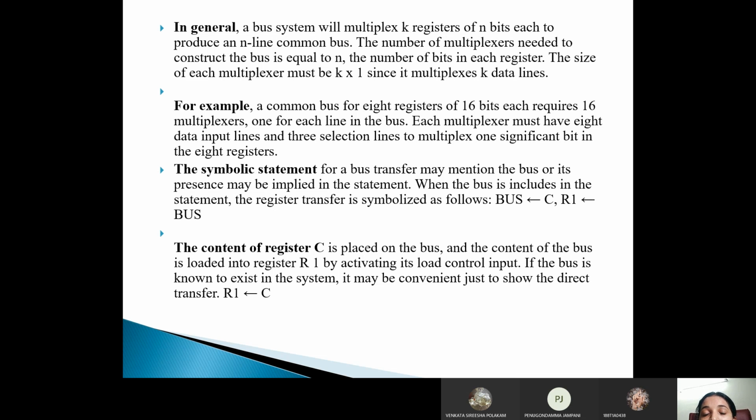If the bus is known to exist in the system, it may be convenient just to show the direct transfer, that is R1 gets C. We can use the direct transmission, R1 gets C. So whatever information is available in C can be loaded into register R1. So this is the content of the register C.